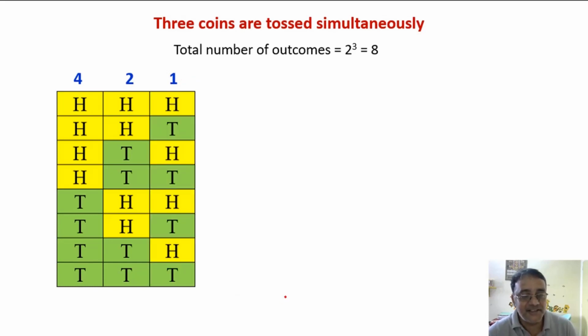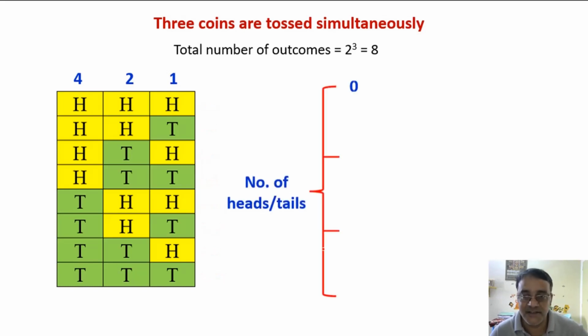Now let us discuss the number of heads. इसमें कितना है? 0. Here, 1. Here, 1. Here, 2. Here, 1. Here, 2. यहाँ पे 2. 3. Right. That means the number of heads are 0, 1, 2, 3.